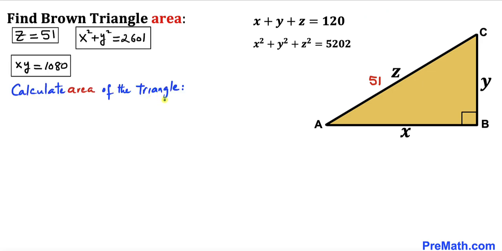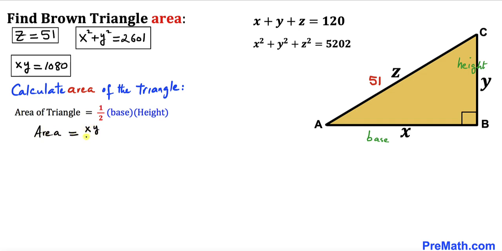And here's our final step. Let's calculate the area of this triangle ABC. Let's recall once again the area of a triangle formula: area equals half times base times height. We know our base is X and our height is Y. So the area of this triangle is going to be X times Y divided by 2. We know our X times Y value is 1080, so I'm going to substitute that value over here. So the area of this triangle is going to be 1080 divided by 2, which is 540 square units.